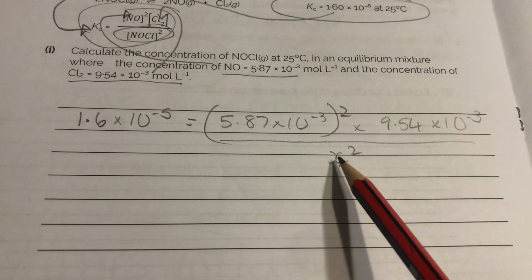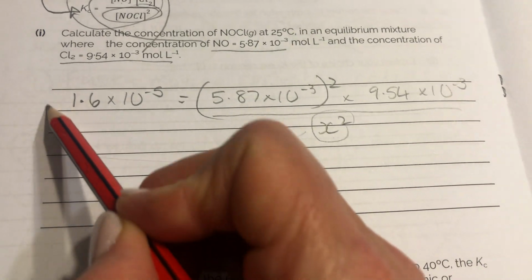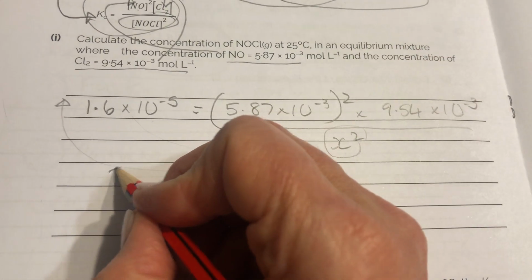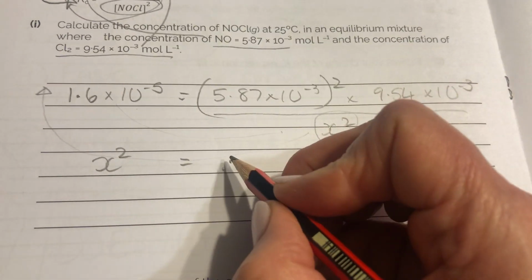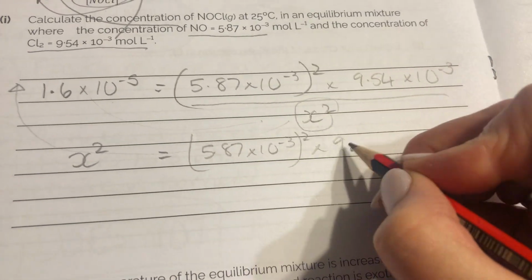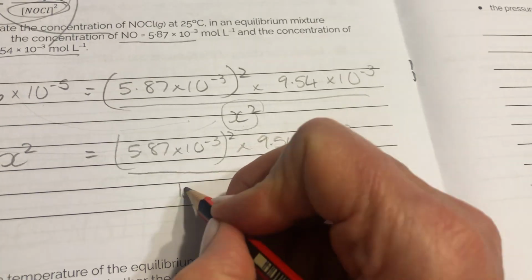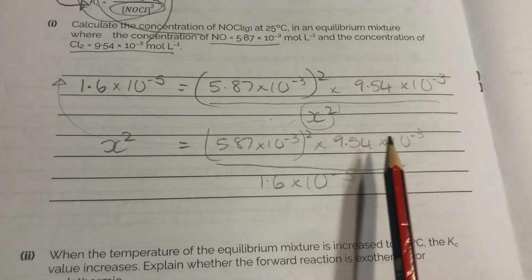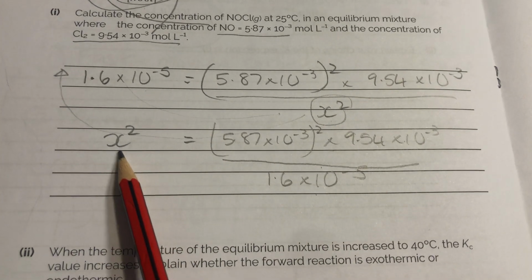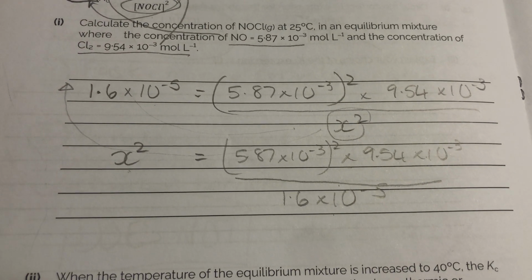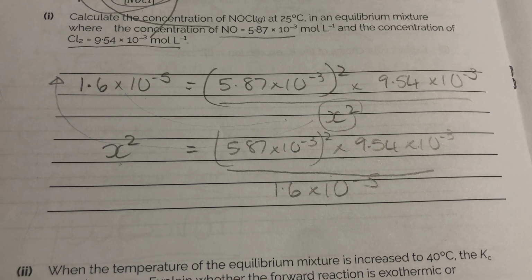So what I'm going to do is take this x squared and multiply it up to there. I think you guys do a swapsy thing. And this one I'm going to divide back there. So x squared is going to equal 5.87 times 10 to the minus 3, don't forget to square that, times 9.54 times 10 to the minus 3 over 1.6 times 10 to the minus 5. So that's what we should have. So if you do that squared times that divided by that, and then you square root it to find x, and the answer that you get, and I just need to quickly look that up now.